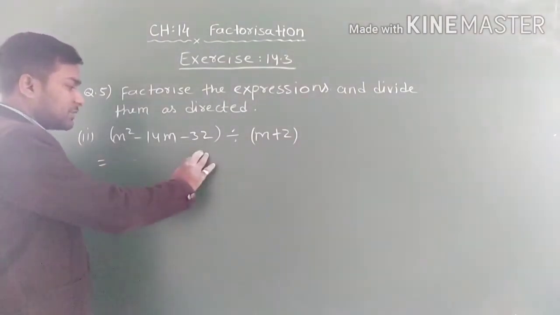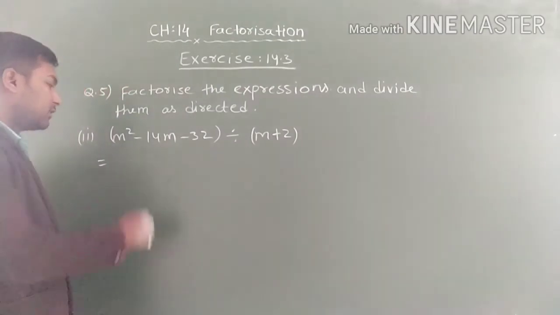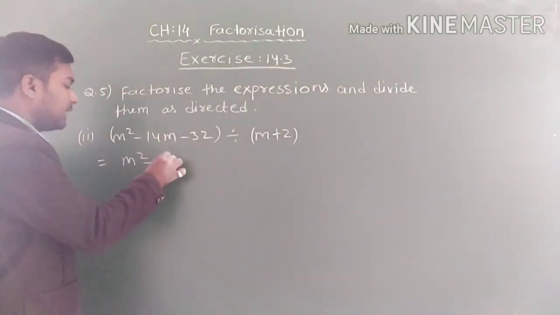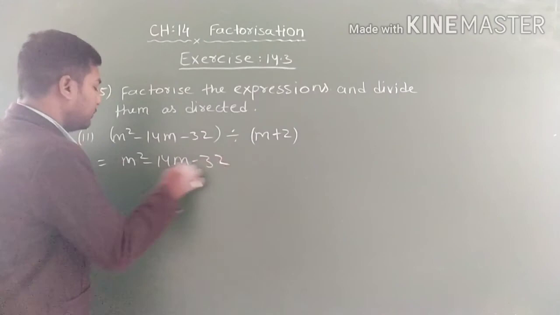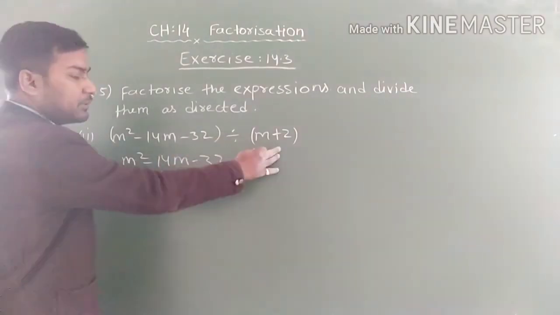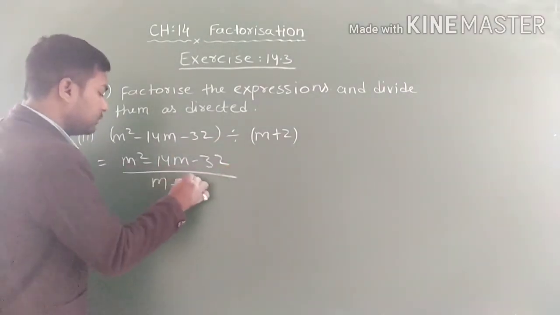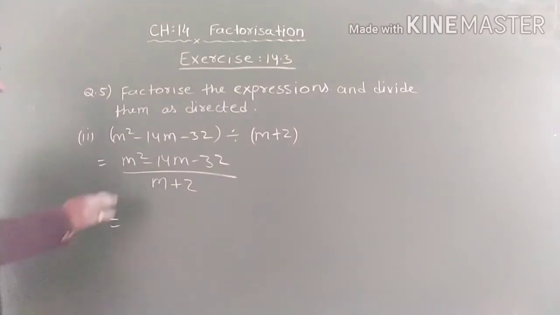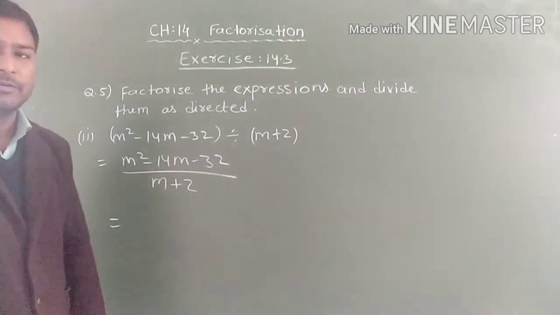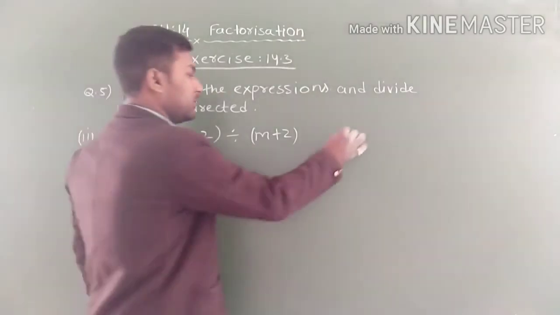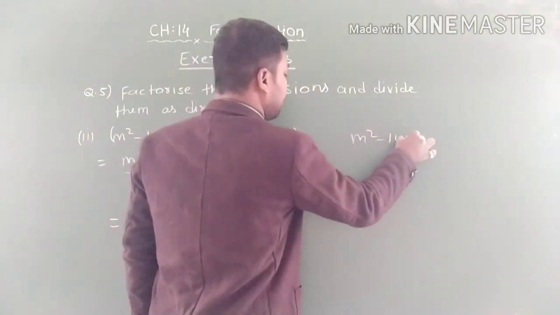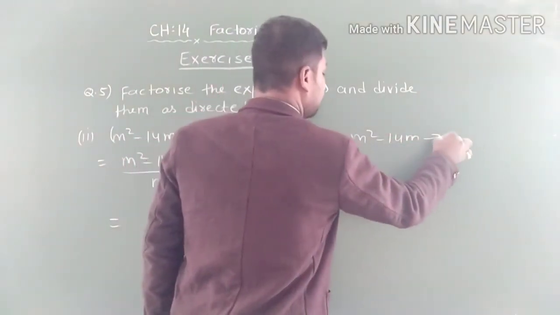Now this is first expression, this is second term. Okay. Now write it: m square minus 14m minus 32, divided by m plus 2. So this is m plus 2. Now m square minus 14m minus 32, we have to factorize it. So here m square minus 14m minus 32.